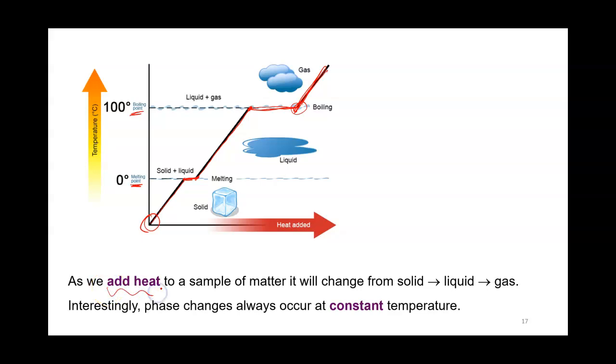As we add heat to a sample of matter, it will change from solid to liquid to gas. But what's interesting is that phase changes always occur at constant temperature. As we add heat, we don't change the temperature, we just change the phase.